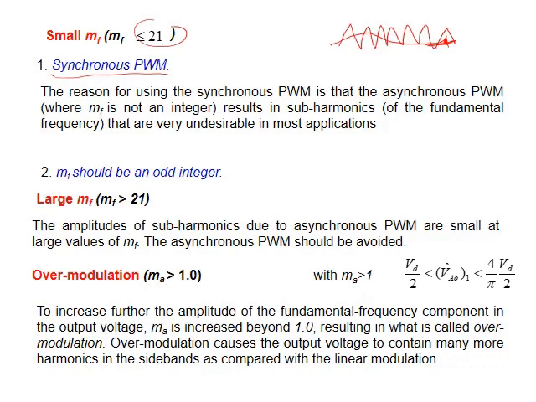Why? Because synchronous reduces the sideband harmonics. Now the second issue is MF should be an odd integer also to reduce the harmonics. Okay, because if it is an integer, no even harmonics will be there, only the odd.